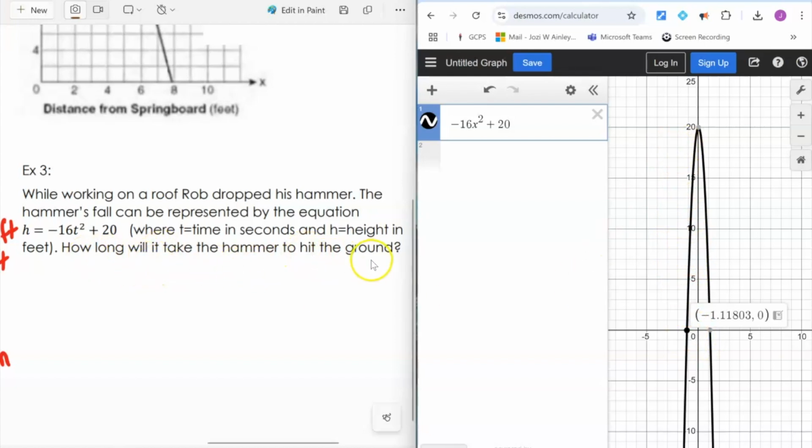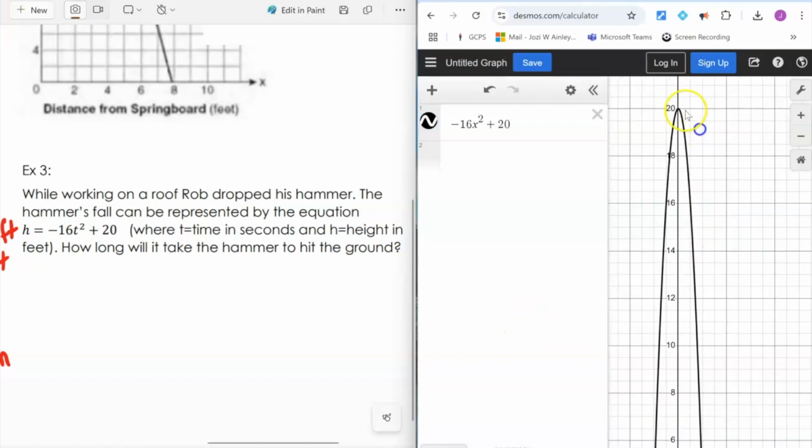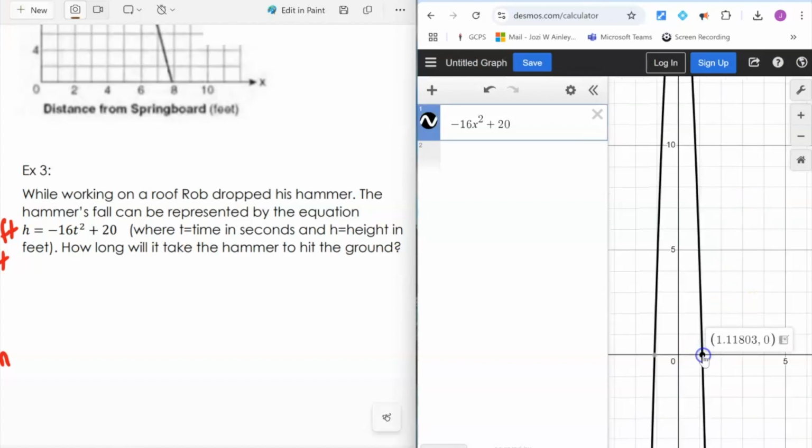How long will the hammer take to hit the ground? All right, so the hammer is dropped from a height of 20 feet is what it looks like. And then it falls, and then it finally hits the ground here. And how long did it take? 1.11803. All right, so how long did it take? All of these seconds.